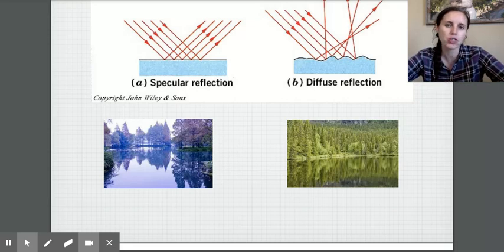So now what we're going to do is take these rules, and we're going to be applying these to our plane mirrors, and then we're going to look and apply these at curved mirrors.